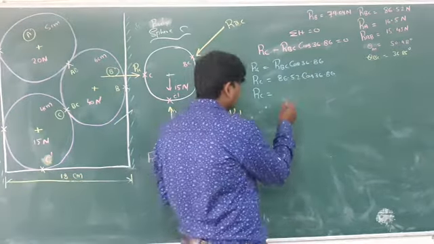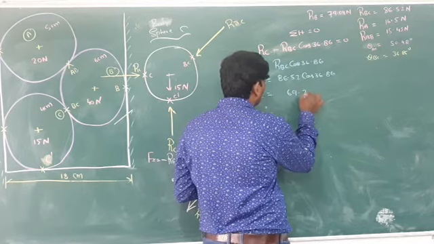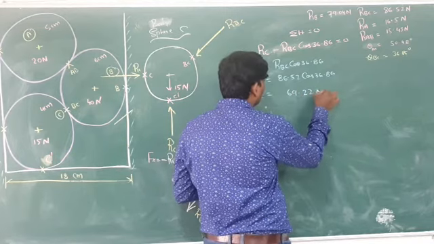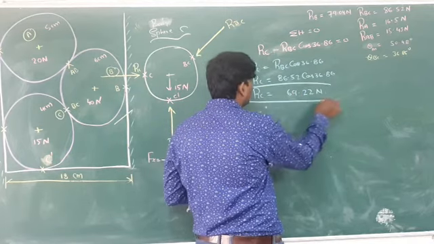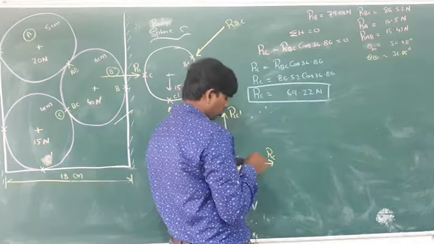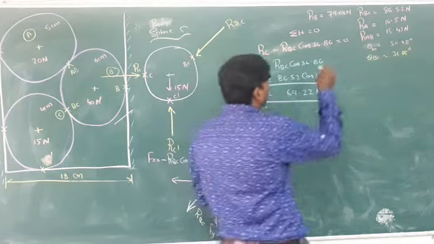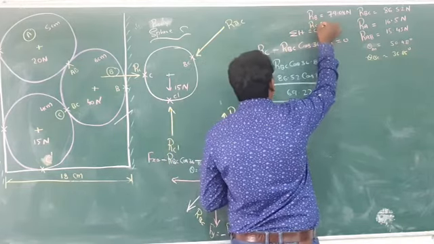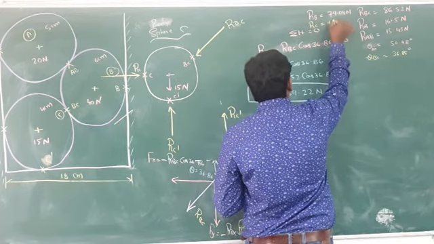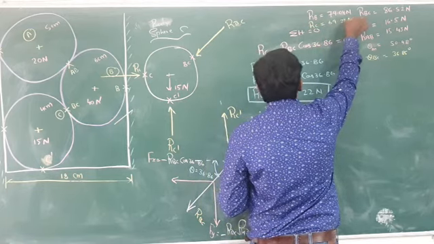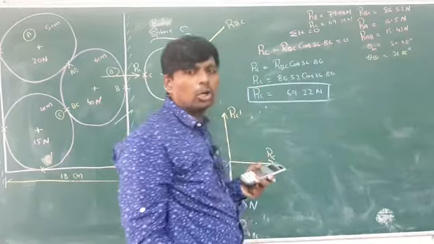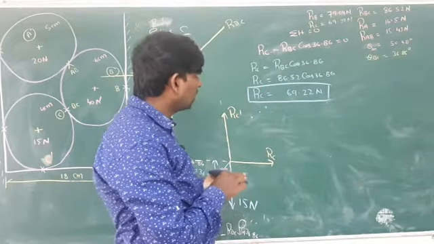So here I can write 69.22 Newton. You got the value of RC. RC value is equal to 69.22 Newton.